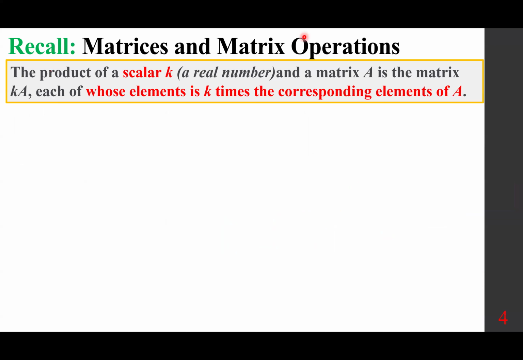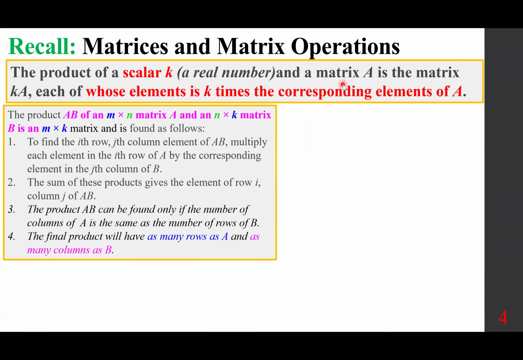Now, let's look at the product. The product of a scalar, a number, and a matrix A is a matrix K times A, each of whose elements is K times the corresponding element of A. In other words, multiply this number K by every element.